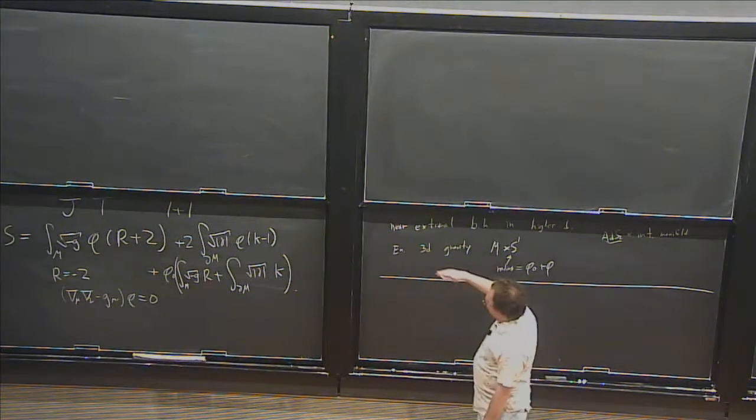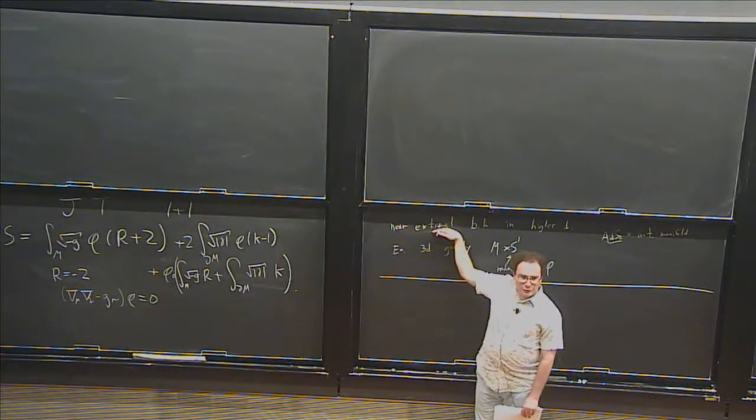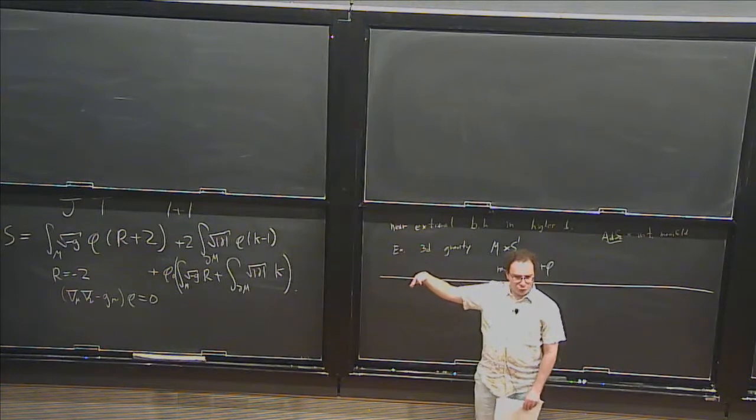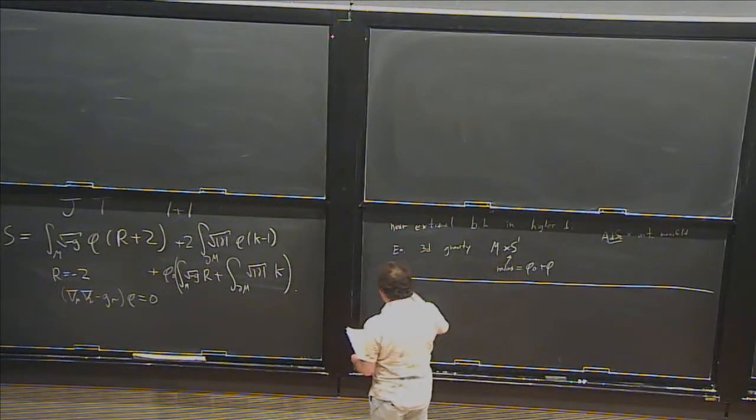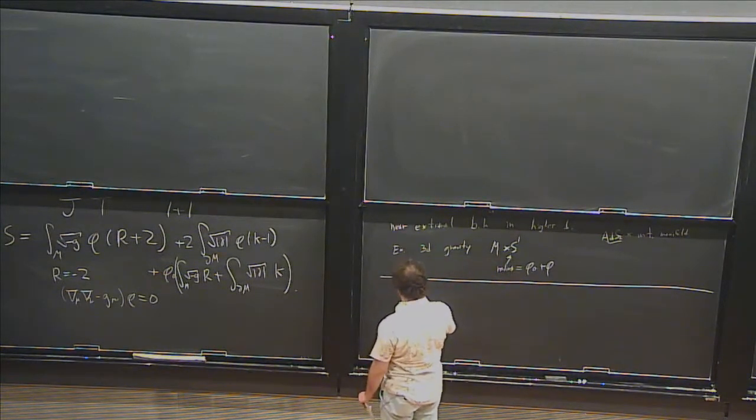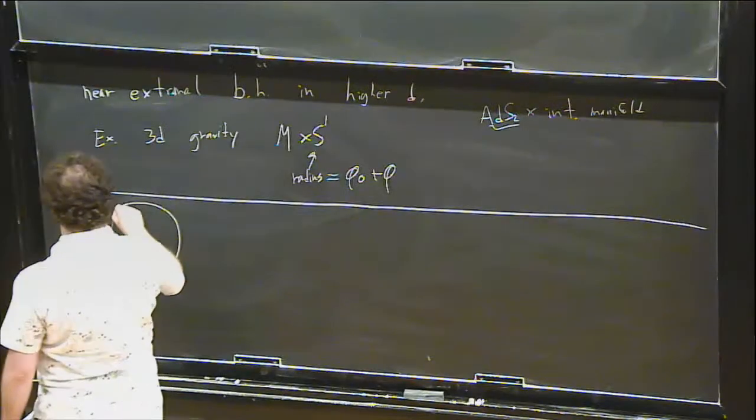Then I won't be near extremal. I'll just be exactly extremal. I'll just sit in rigid AdS2. It will be too boring. And the usual boundary condition would be the one where, let's say I draw a picture like this.